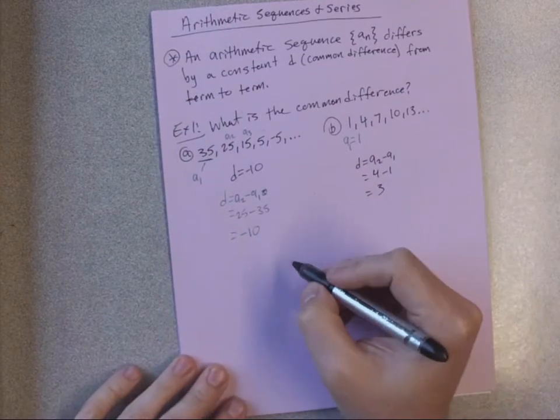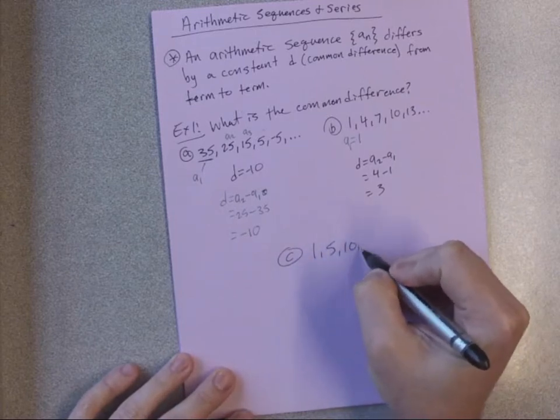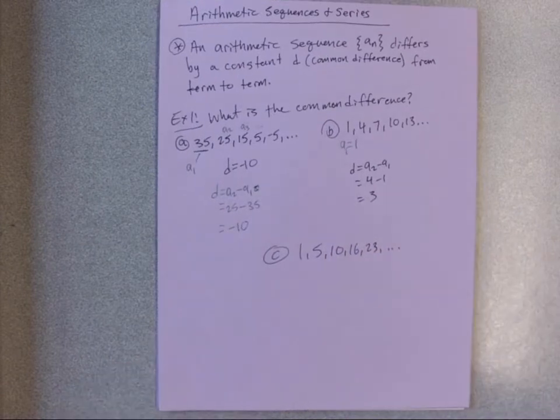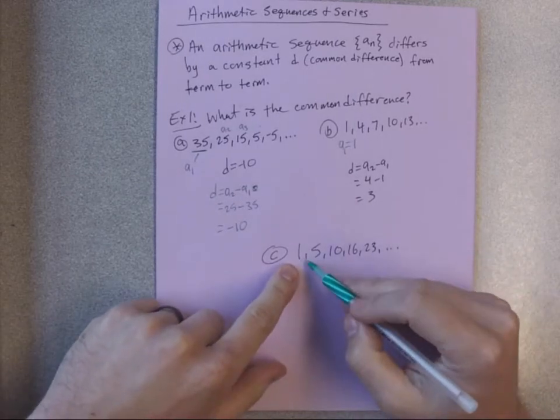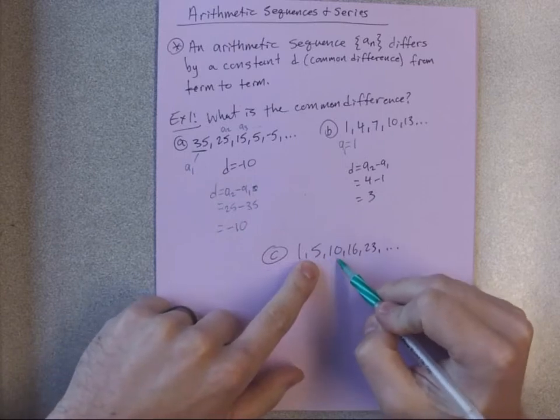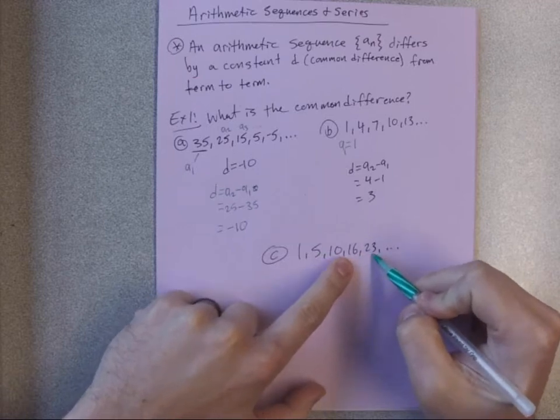Alright, let's look at another: 1, 5, 10, 16, 23, and so on. If you want to pause the video to give it a try, go ahead. So let's first look at it from term to term and see what's going on. We know that this is our A1. To get from A1 to A2, we have to add 4. And then to get from A2 to A3, we add 5, add 6, and then add 7.